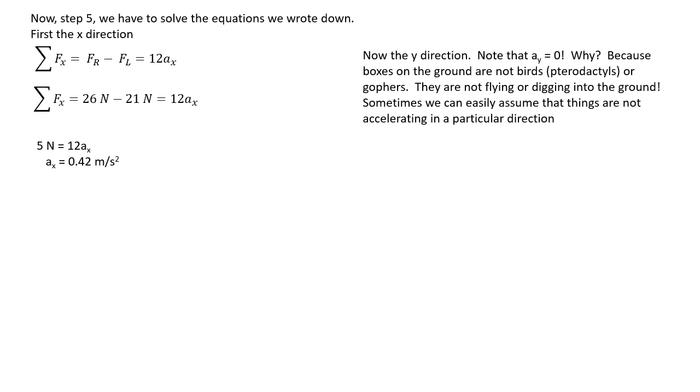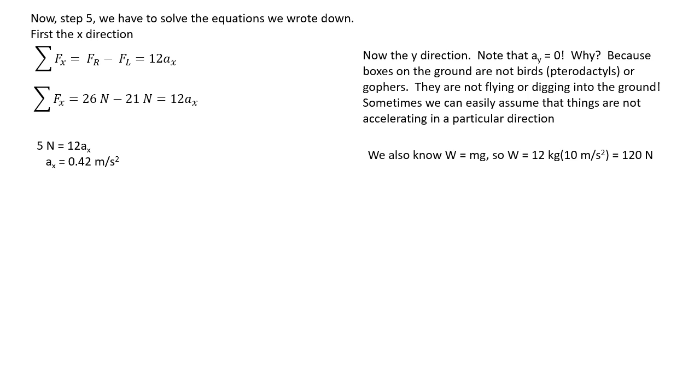Now I'm going to do the Y direction. Again, notice that I chose a sub Y to be 0. Why? Because normally boxes on the ground are not birds. I call them pterodactyls or gophers. They're not flying or digging into the ground. So sometimes, based on the problem, you can assume that the acceleration in a particular direction is 0. It's always MA, but then you can say, oh, the A must be 0 because it's not flying.